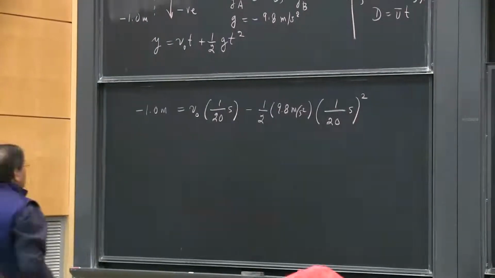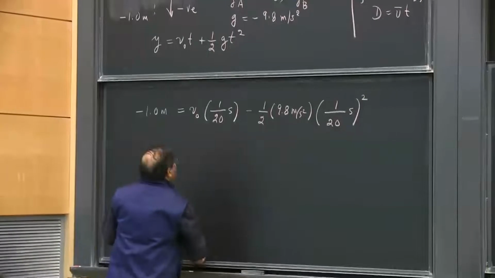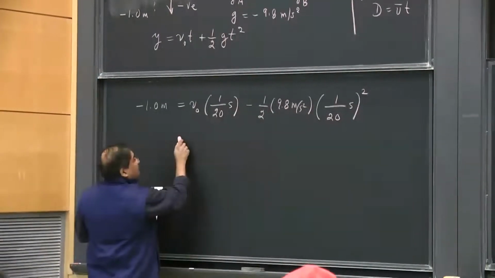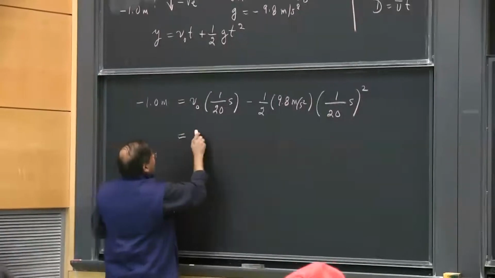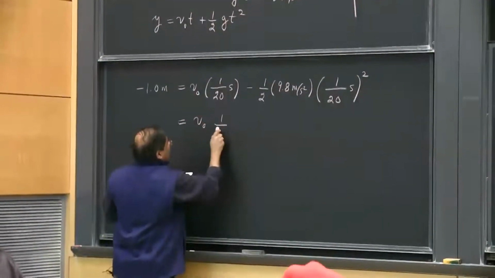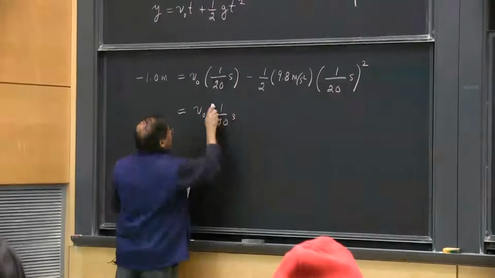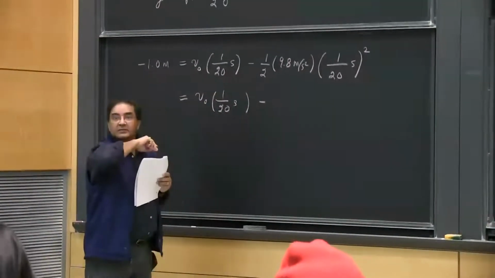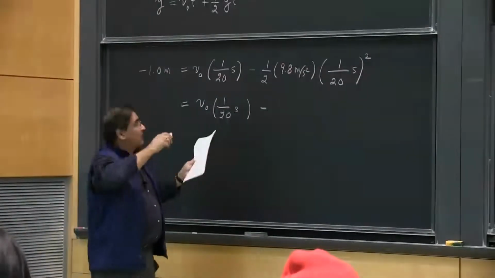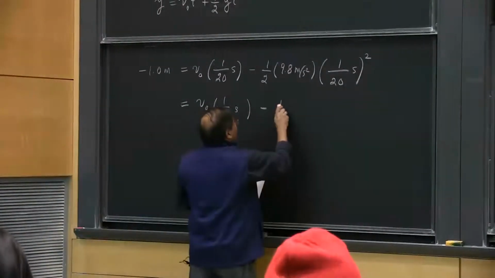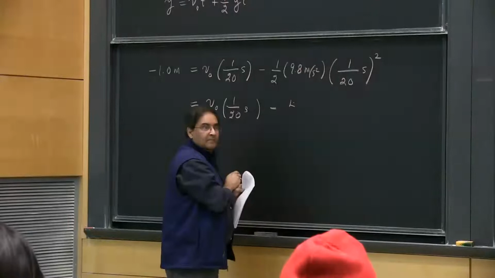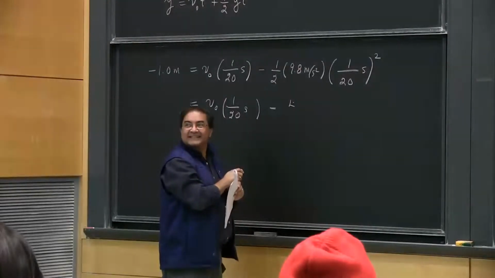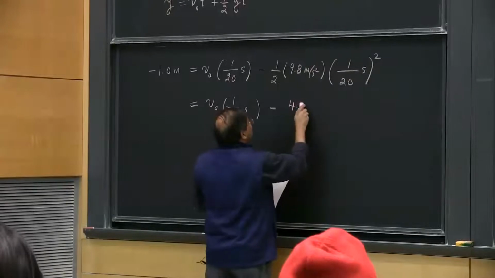All right. So let us calculate something. So we need to find v0. So let's set this problem up first. You can say this is v0 here. It's 1/20 of a second. Half of 9.8 is what? Half of 10 is 5, so half of 9.8 is? 4.9.